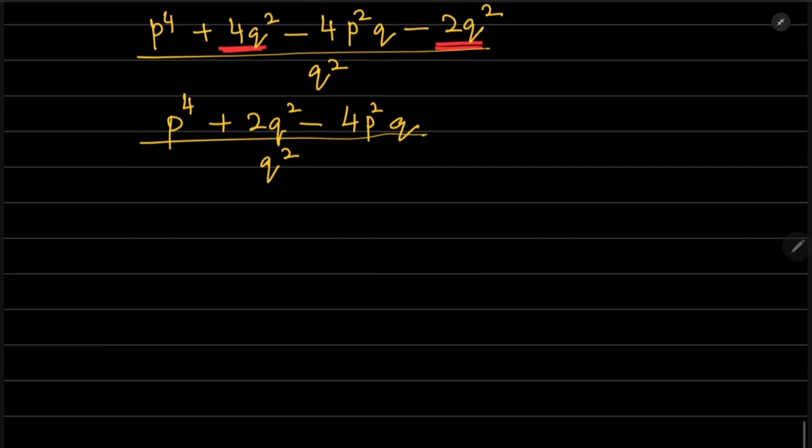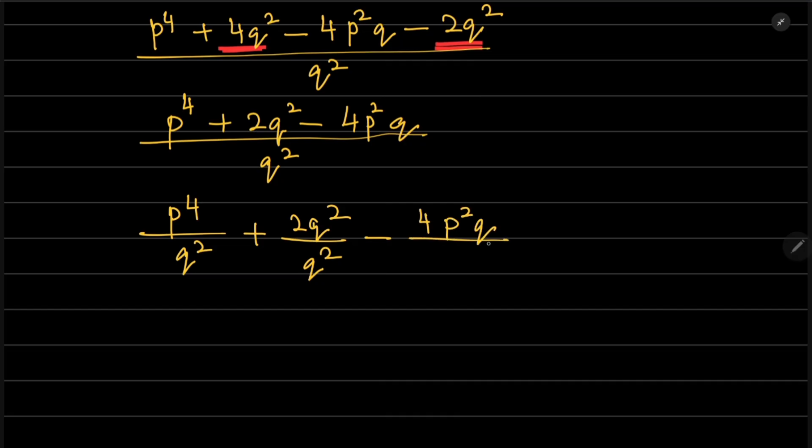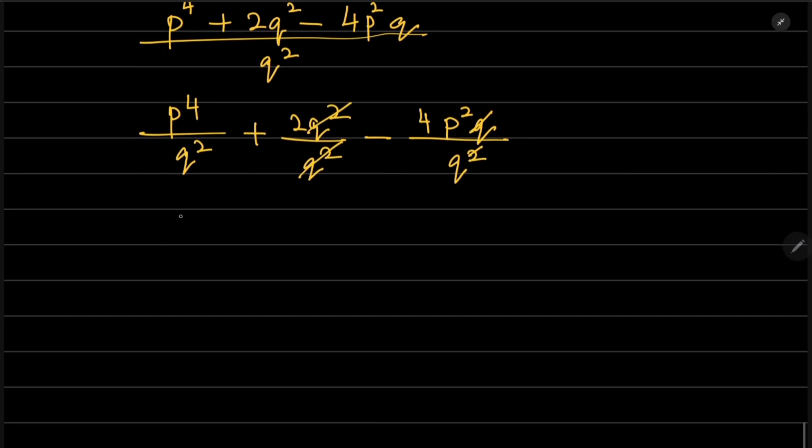Now just split it up. Split the q square among the three terms. So you have p to the power 4 divided by q square plus 2q square divided by q square minus 4p square q divided by q square. So q square will get cancelled. Here 1q will get cancelled. So what do you get? P to the power 4 divided by q square plus 2 minus 4 p square by q. This should be your RHS.